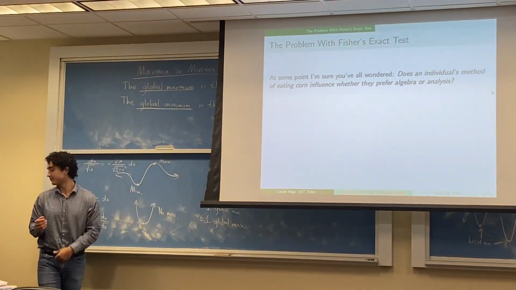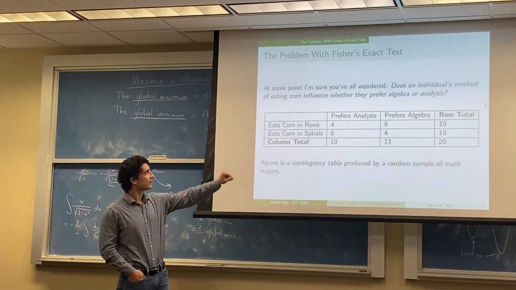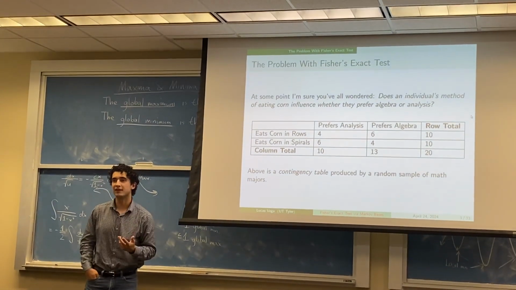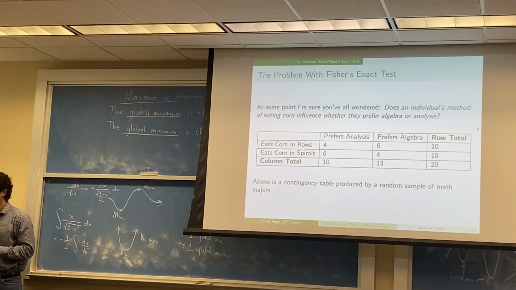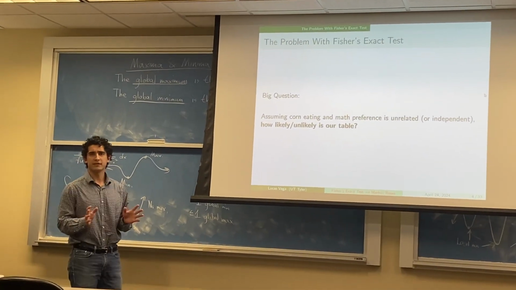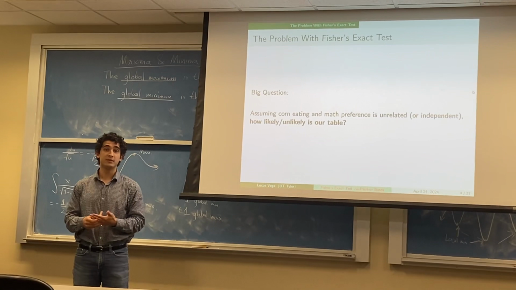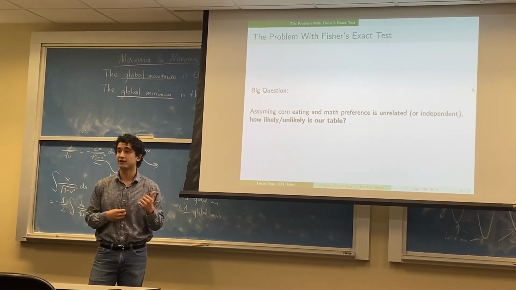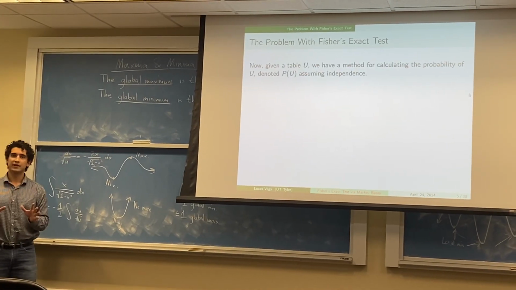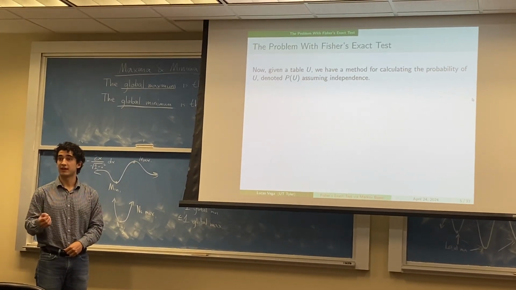Well, if you want to answer this question, you can take a random sample of math majors and organize the results in a table. See, we got them organized by how they eat corn and what their math preference is. We call this a contingency table. And it helps us answer if there's a relationship between these two variables, because you can use this table to answer, well, assuming that these variables are actually independent, how likely or unlikely is our table? If assuming independence, it turns out that our original table is very unlikely, then maybe there's a relationship between those variables. So since we're assuming independence, we can actually calculate the probability for every contingency table in a sample space.